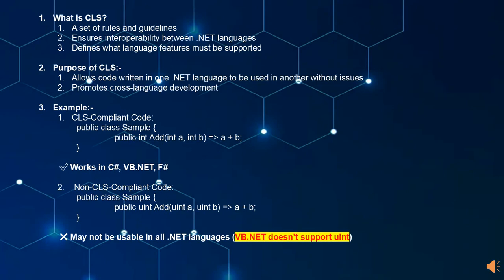Example, CLS compliant code: public class Sample, public int Add(int a, int b), return a plus b. This works in C#, VB.NET, F#. Non-CLS compliant code: public class Sample, public uint Add(uint a, uint b), return a plus b. This may not be usable in all .NET languages. VB.NET doesn't support uint.